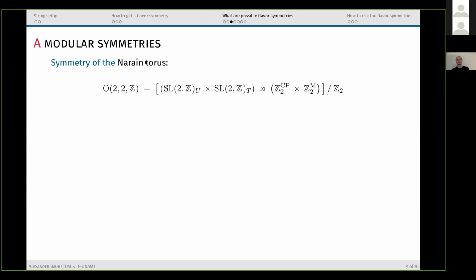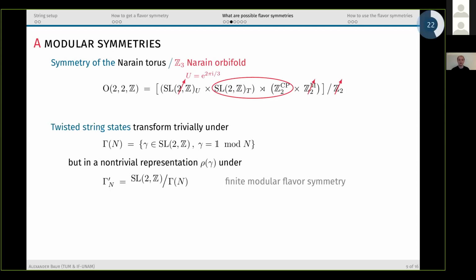Okay, so the modular flavor symmetries. You remember the symmetry of the Narain torus was this O(2,2,Z) group. For the Narain orbifold, we have this subgroup over here. The interesting part is that we find that the twisted string states, which will be the massless string states, the ones that we're interested in for our low energy effective theory, transform trivially, up to the automorphic factor, under this principal congruence subgroup of the SL(2,Z), so of the parts here from your modular group.